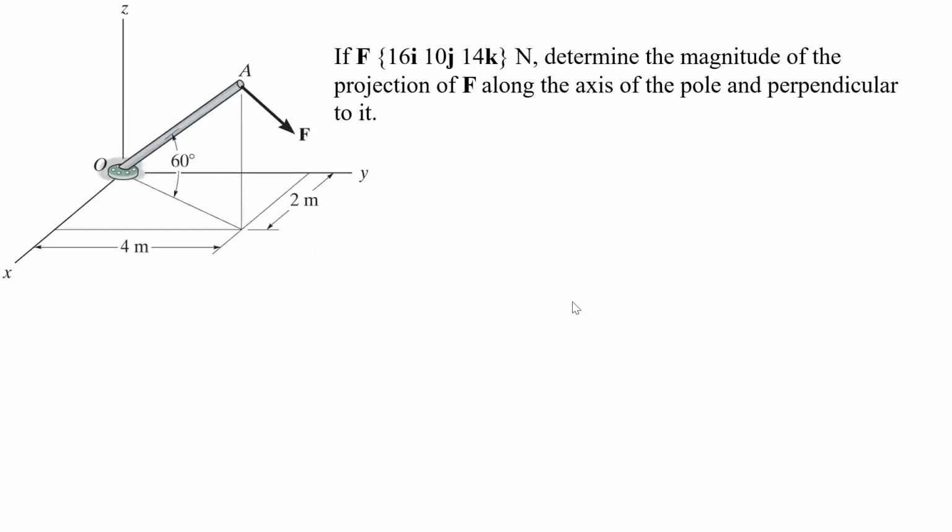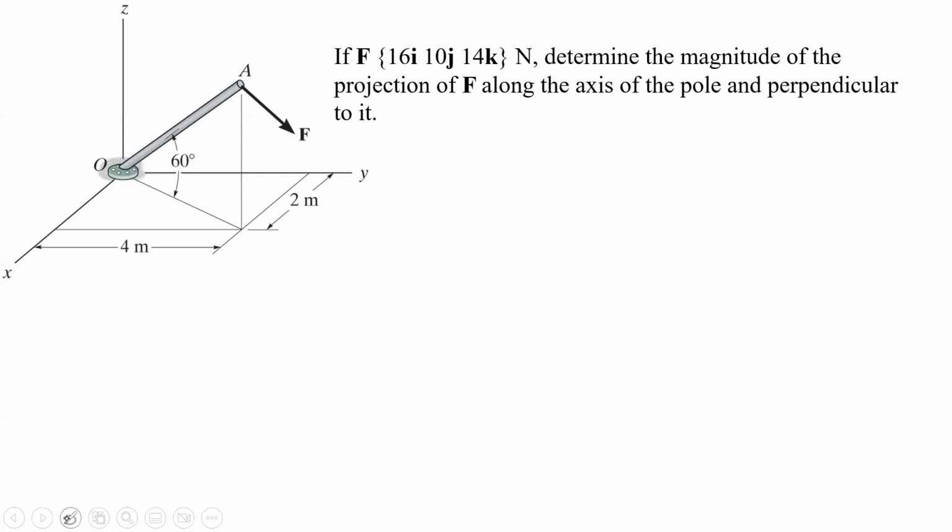So in this problem, you're going to find the projection magnitude along the axis of the pole and perpendicular to that axis of the pole, which is OA. So we are given the force, so we don't need to additionally calculate the force like how we did in the previous problem.